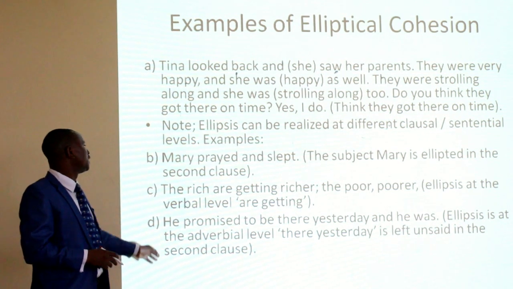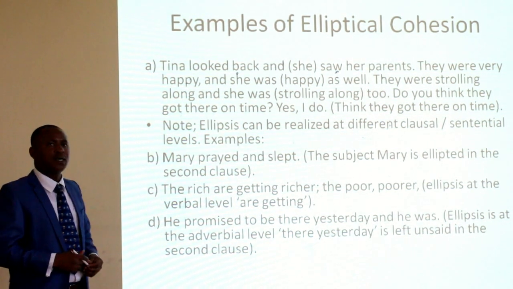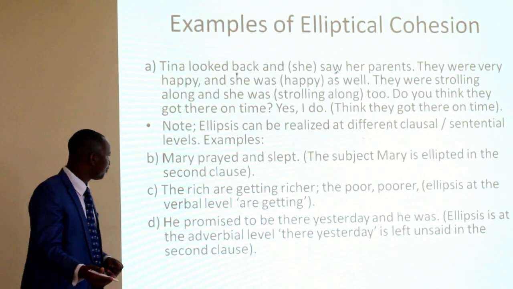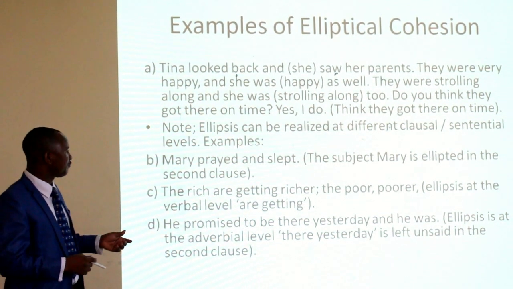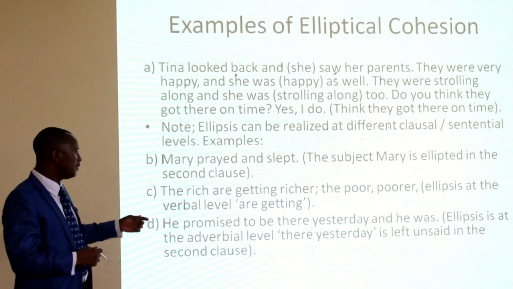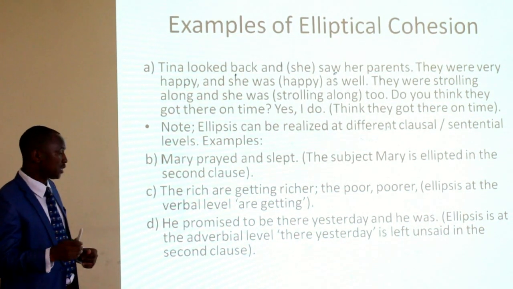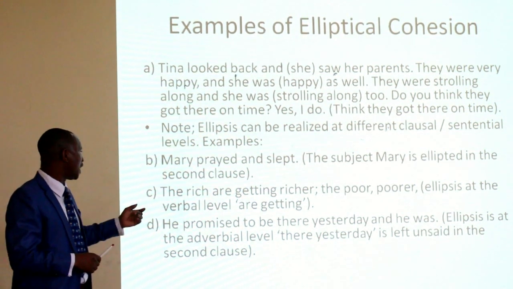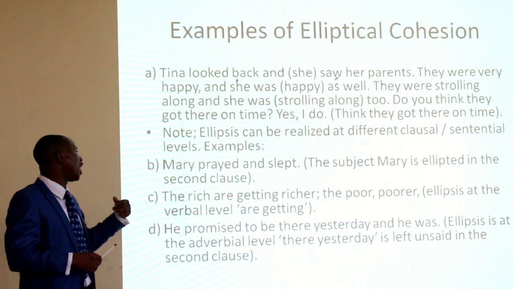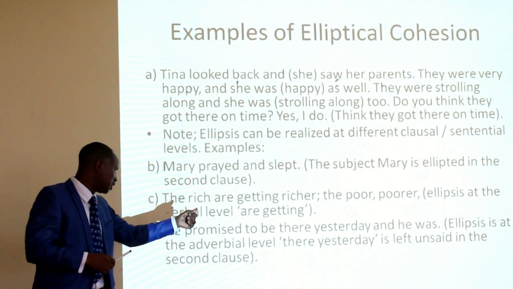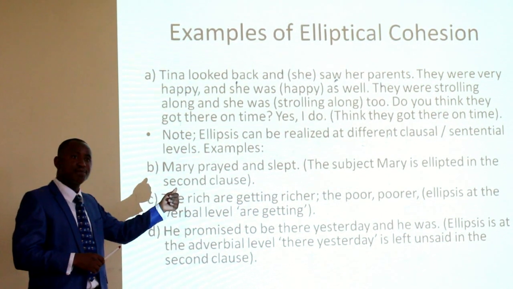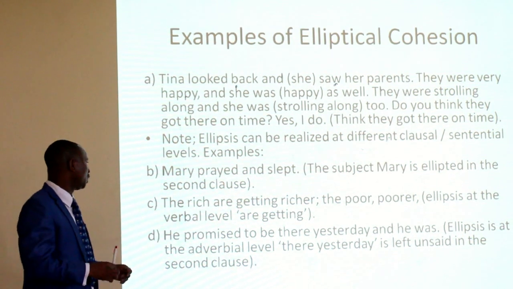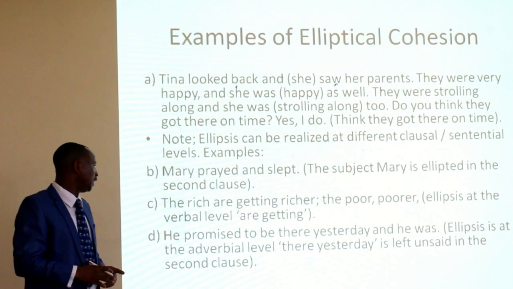The next sentence: the rich are getting richer, the poor poorer. Can you ask yourself, is there any ellipsis in the sentence? Yes. Ellipsis is at the verbal level. The rich are getting richer, the poor poorer. One could say the poor are getting poorer. So are getting, the verbal level, is omitted.